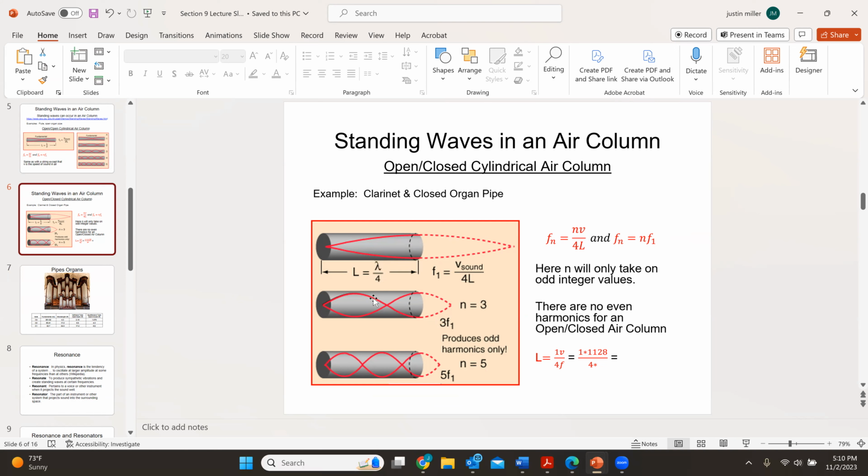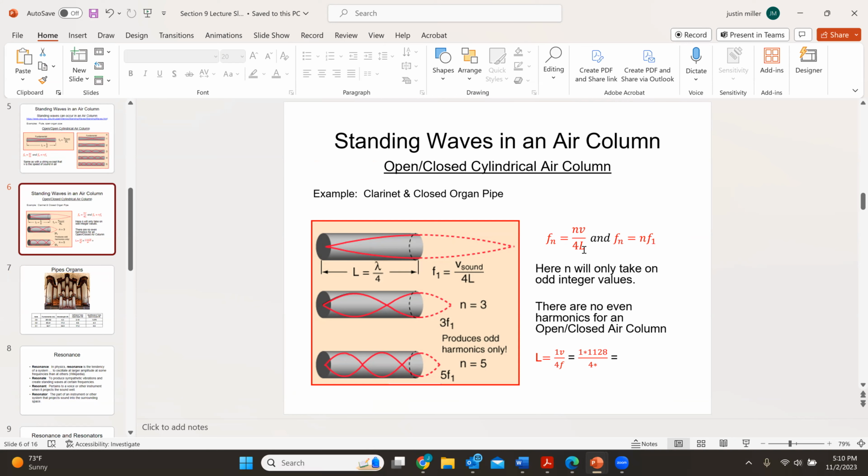The next one is going to actually be 3 lambda over 4. So we'll have half of a wavelength plus another quarter. So we'll have 3/4 of a full wavelength, then 5 quarters, then 7 quarters, and so on and so on and so on. And what this ends up giving us is that the frequencies of the nth harmonics are given by this nv over 4L now.